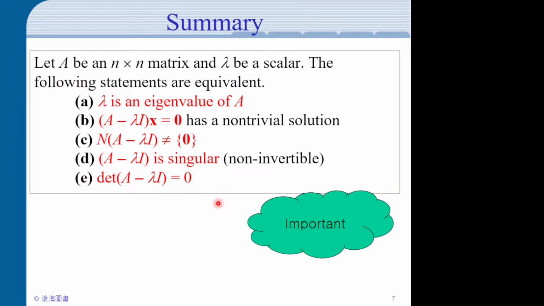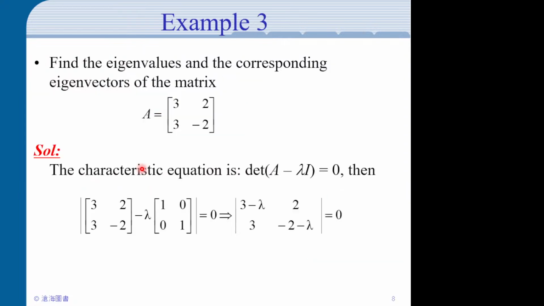And so from here we can solve. This is called the characteristic equation, and we can solve the characteristic equation to get the eigenvalues. Okay, so that's the example. Probably was also seen in high school. So we have this matrix A equal to [3, 2; 3, -2], and we solve for the characteristic equation, det(A minus lambda I) equal to 0.